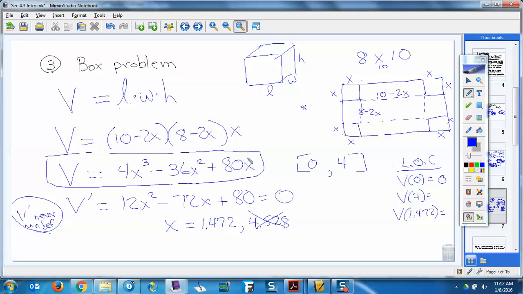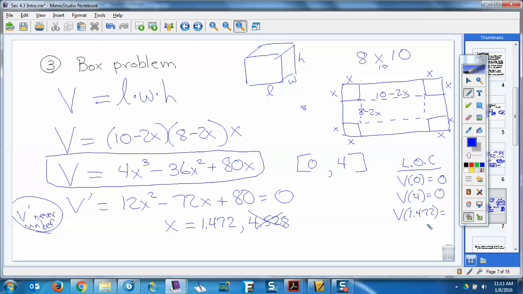I don't think we get 0. Oh, yeah, we will. We have to get 0. 8 minus 2, because this side would be 0. So our width would be 0. Yeah, we should get 0. Absolutely, because the 8 minus 2x is going to be 0. Yeah, duh. Okay. So we get 0 there.